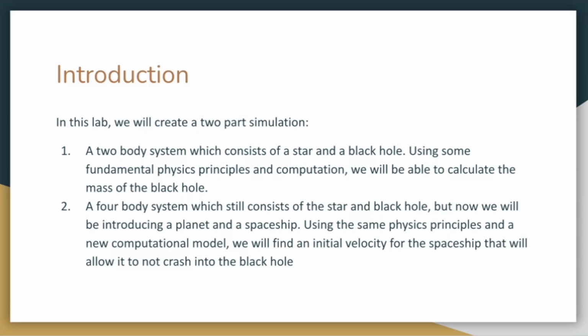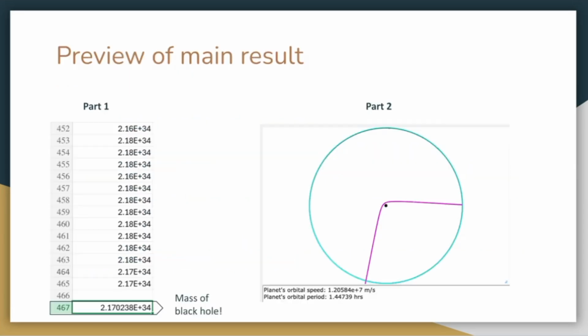For part two, we have a four-body system which still consists of the star and black hole, but now we will be introducing a planet and a spaceship. Using the same physics principles and a new computational model, we will find an initial velocity for the spaceship that will allow it to not crash into the black hole.